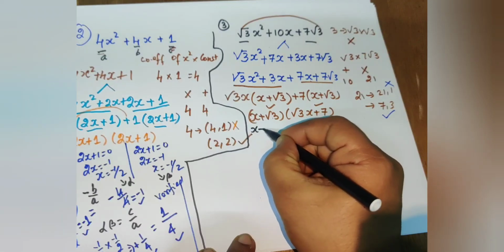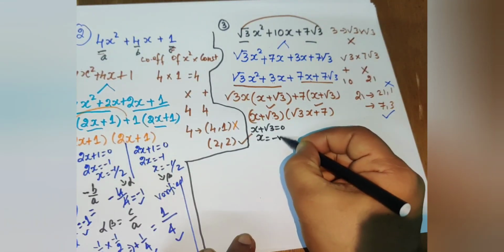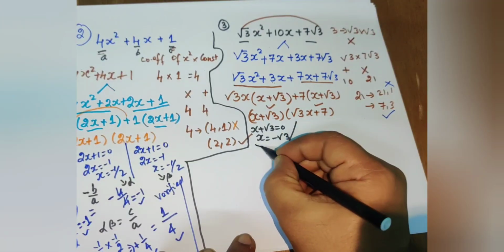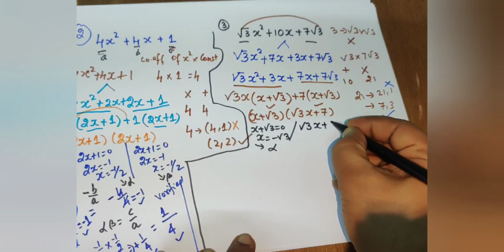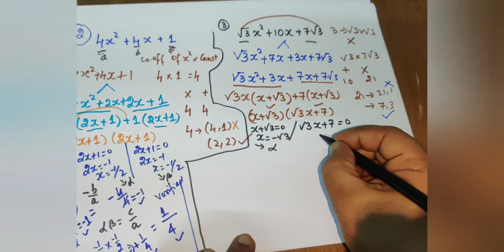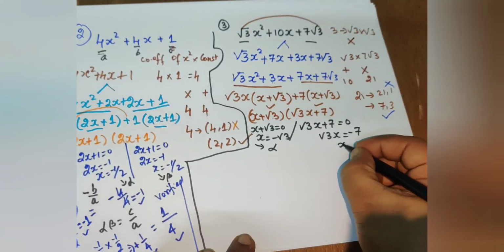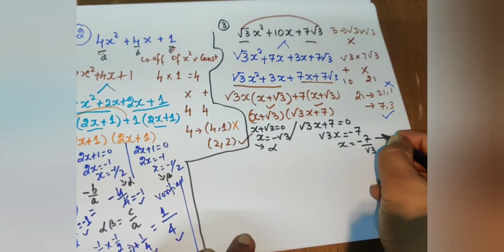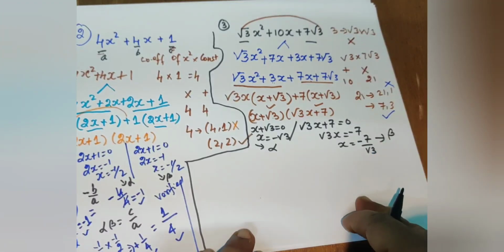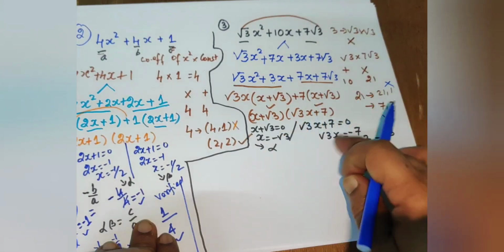So x plus root 3 equals 0, x equals minus root 3, which is considered as alpha. And root 3x plus 7 equals 0, root 3x equals minus 7, x equals minus 7 divided by root 3, which is considered as beta. Okay, so now we have found alpha and beta. So now we are going to verify the zeros and the coefficients.